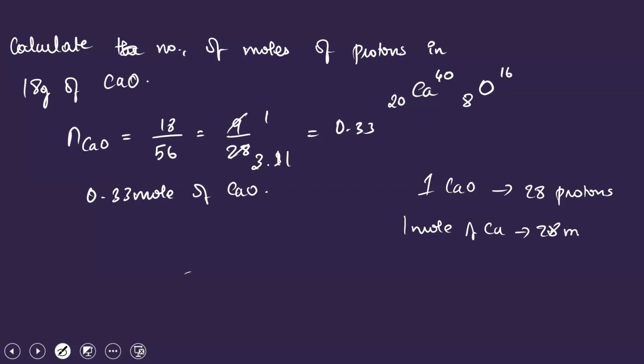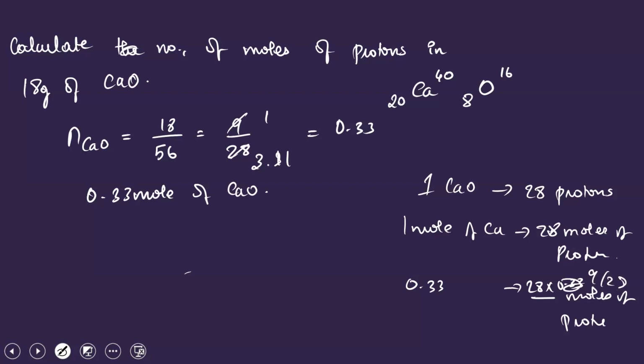So in 1 mole of calcium oxide, we'll have 28 moles of protons. So the question is simple here. In 0.33 moles, how many moles of protons do we have? That's it. 28 into 0.33 moles of protons. What did you find? Number of protons. What is the question asked? Number of moles of protons. So you can just have 28 into 0.33 as what? 9 itself. Correct? So the answer will be 9 moles of protons.